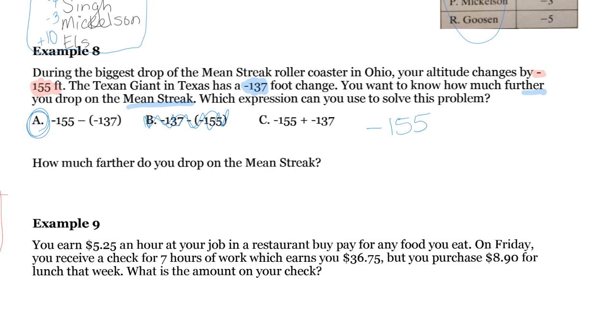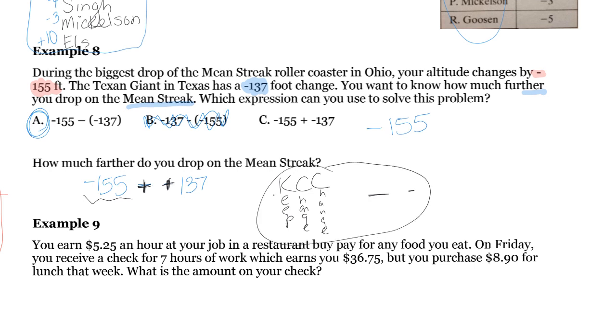So now that we know which expression to use, we're going to actually solve it. Whenever you subtract by a negative number, there's something called keep, change, change. So the KCC: keep, change, change. You keep that first number, change this to a plus, change that to a plus. And that only works if you're subtracting by a negative number. So now we're actually subtracting the 2. And when you do that, you get negative 18 feet. So you should get negative 18 feet.